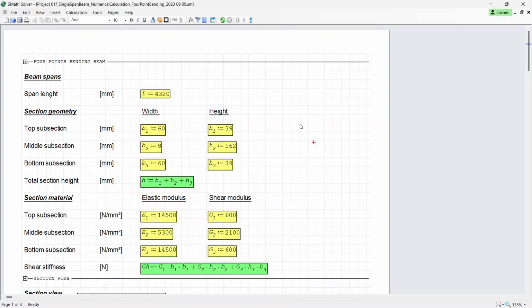Good morning to everyone. Today I'm going to explain how I solved the four-point bending beam.